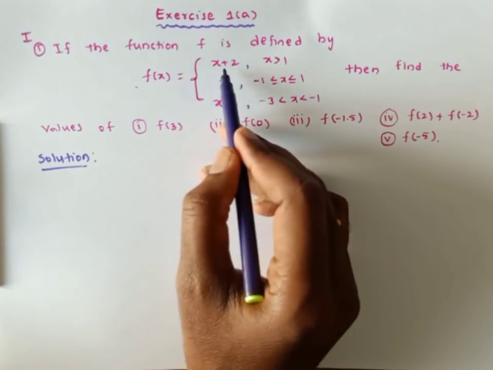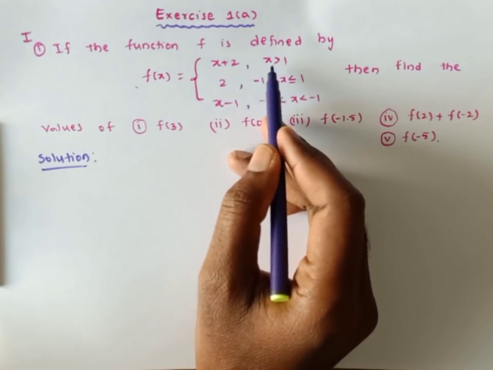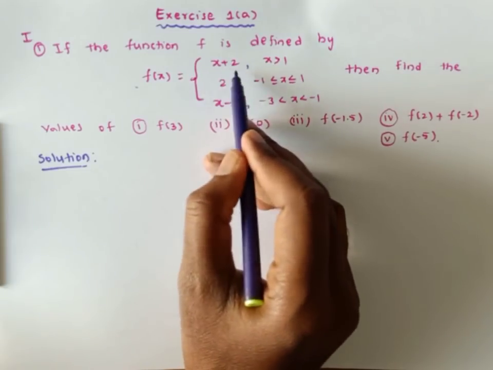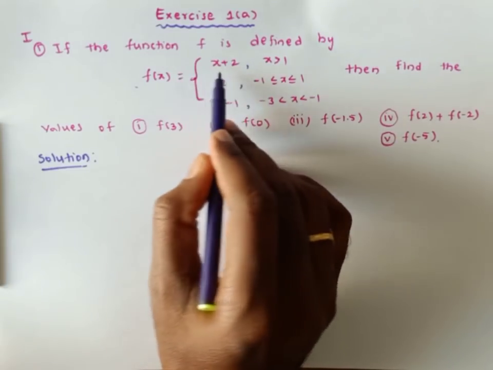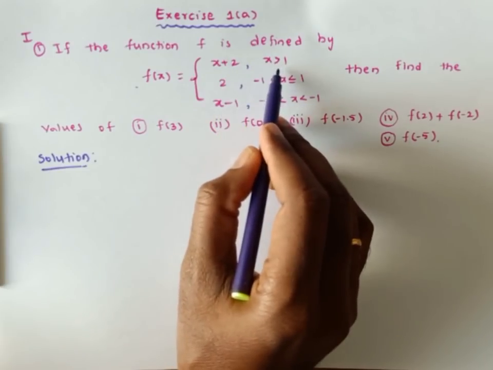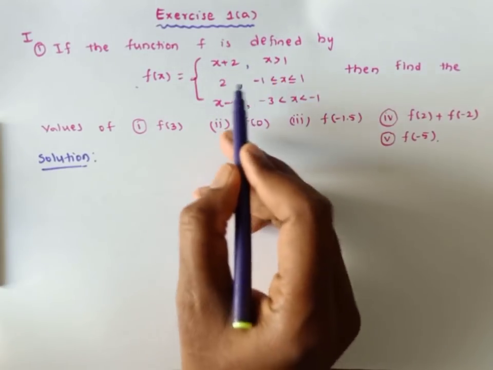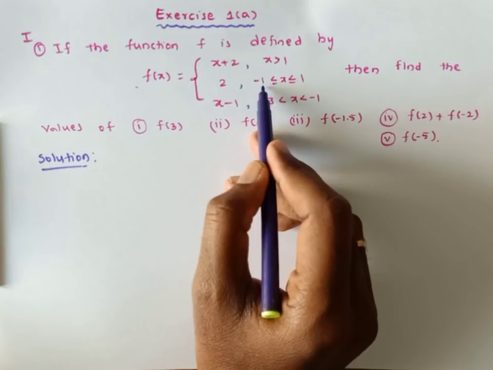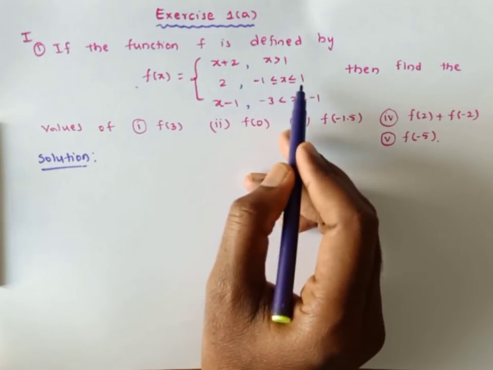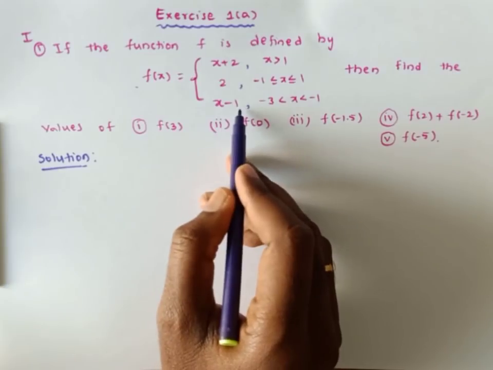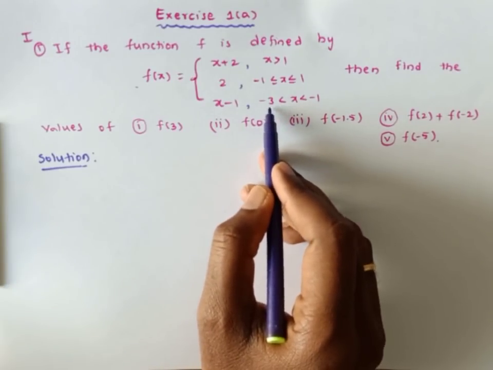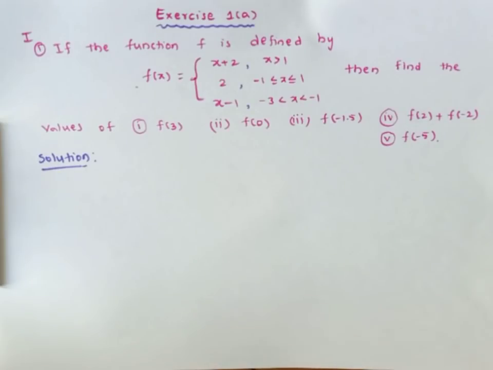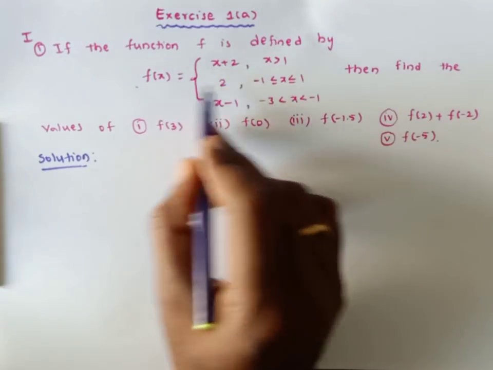So here f of x is x plus 2 when x is greater than 1. If the value of x is more than 1, then f of x is x plus 2. You can treat f of x as 2 when x lies from minus 1 to plus 1, and it is x minus 1 when x lies between minus 3 and minus 1. This type of function is known as a piecewise defined function. Now f is defined like this.